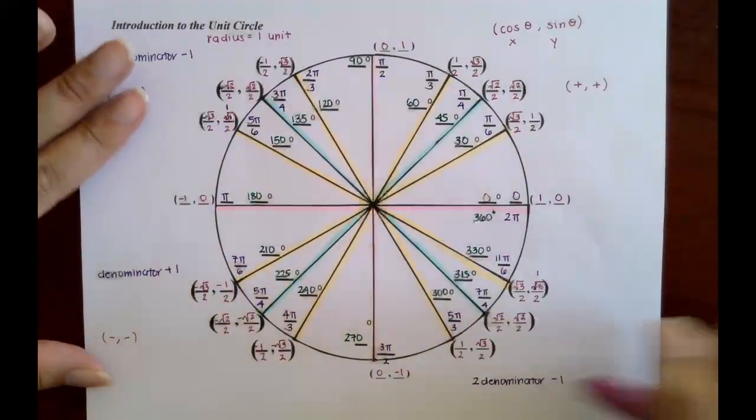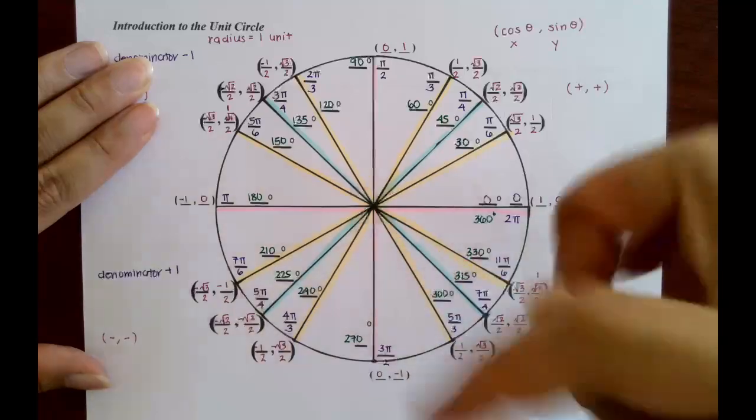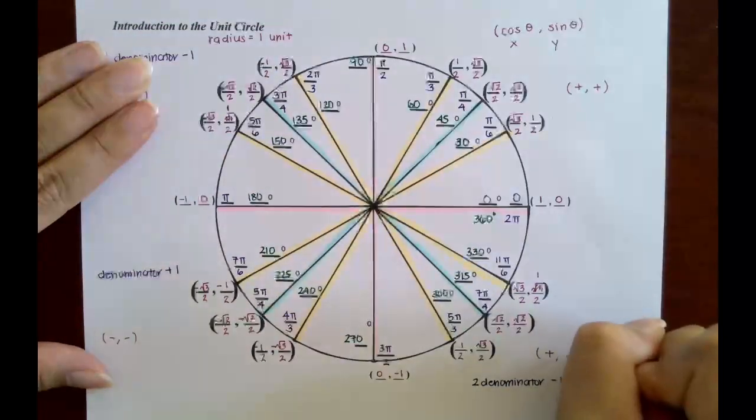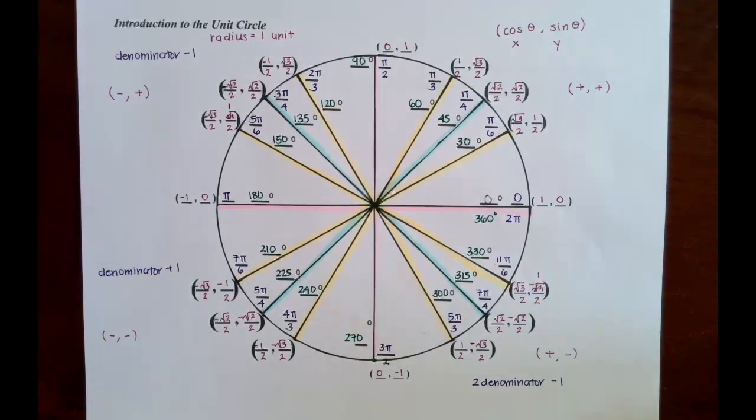And then in quadrant 4, x is positive, right? However, y is negative. It's going down. So now I have to add all my negatives for my y, okay? And that is how I quickly do a unit circle, right?